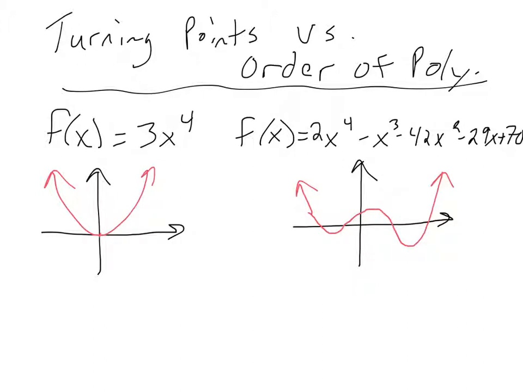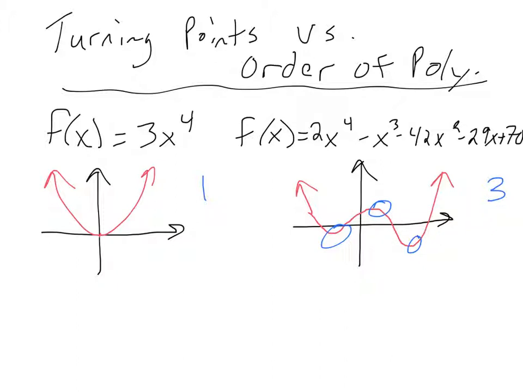3x to the fourth is just a basic power function, and because it's an even power function, we know it sort of looks like a parabola. Maybe a parabola with steeper sides and a flatter bottom. But that means it only has one turning point, right? The other one, on the other hand, is also a fourth power. They're both fourth order polynomials, right? But this other one has 1, 2, 3 turning points, right?